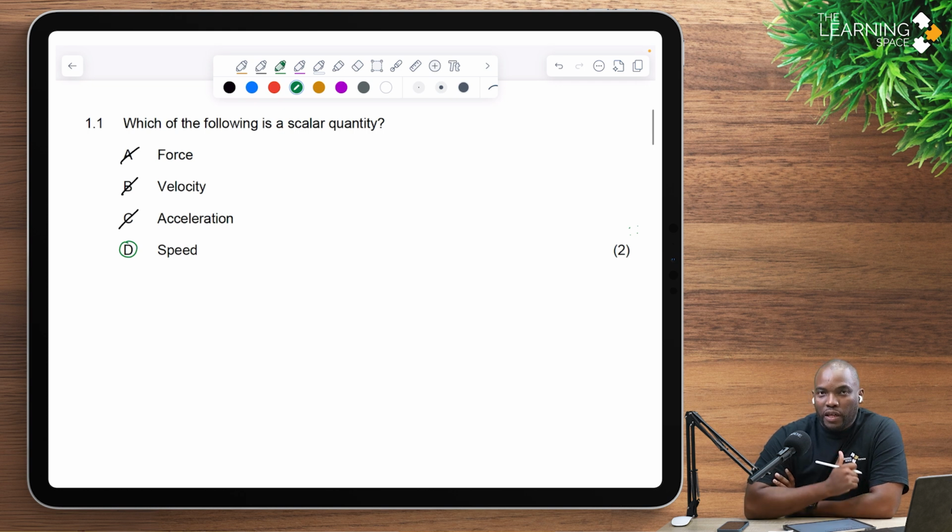If you got D, give yourself a round of applause, give yourselves a fire emoji in the comments. If not, don't stress, there's more questions for you to try and improve. Let's jump to question 1.2.